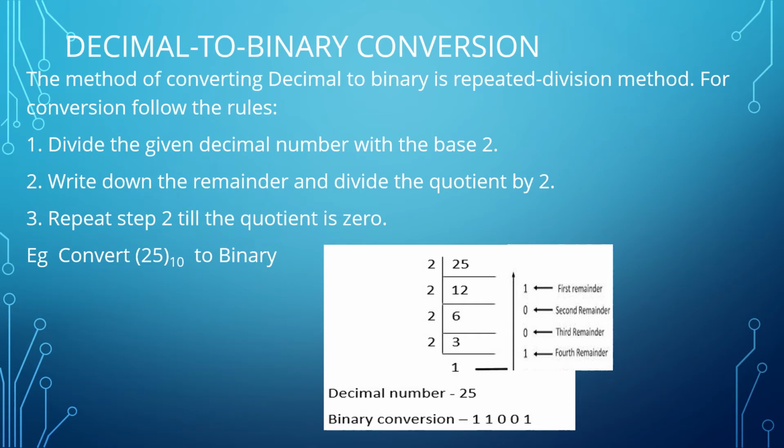Now from the last, you have to move upward till the first remainder. From the fifth remainder to the first remainder we have to keep moving. So the binary conversion of 25 is 11001.